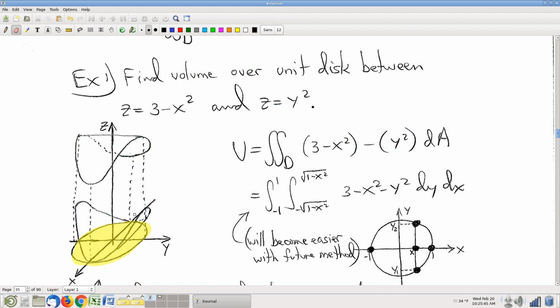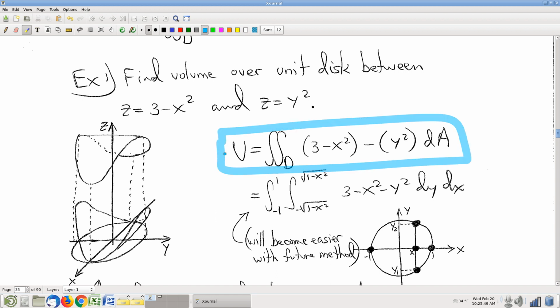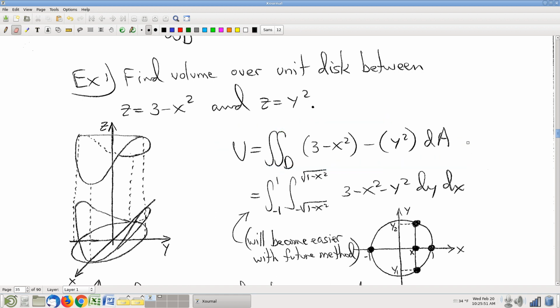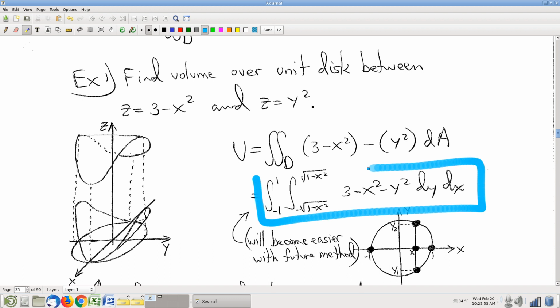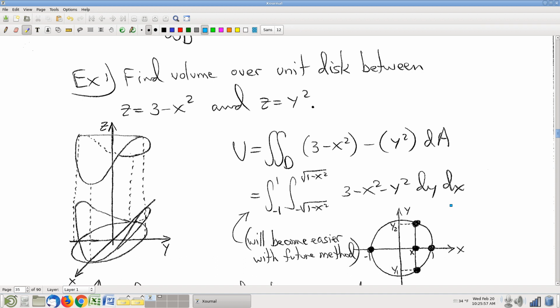Now, computing this double integral is a bummer. Look at what the corresponding iterated integral is. I guess it doesn't look horribly bad at a glance, but let's just try to see where this is going. Let's look at the first integral that we're going to have to do.